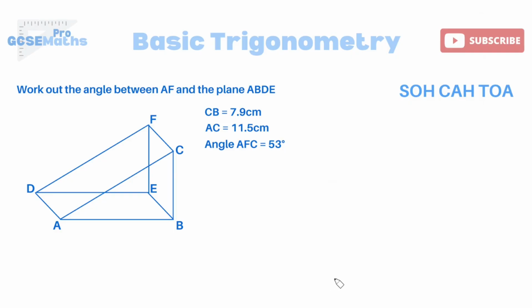Now, another part of what I'd call basic trigonometry, i.e. SOHCAHTOA, is actually obviously harder when we use it in the context of 3D trigonometry. So this is obviously a 3D scenario, but we're still using SOHCAHTOA and possibly some Pythagoras. So work out the angle between AF and the plane ABDE. I wanted to highlight this exact example because often we get this angle between some kind of diagonal line and then a plane. I want you to be able to identify which angle that is actually referring to.